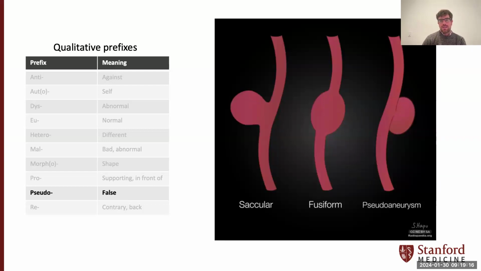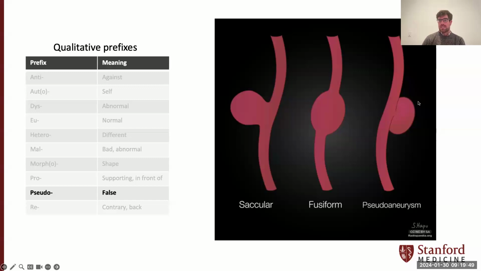Pseudo is considered false. So going back to our aneurysm example, a true aneurysm is when all of the walls of the blood vessel expand. There are 3 layers to any blood vessel. And if all 3 expand, that's called a true aneurysm. Sometimes blood can break through 2 of the layers and then just get walled off by a single layer of the blood vessel. And so when you have parts of those walls left over and it's just a single wall that's containing this aneurysm, that's called a pseudoaneurysm.